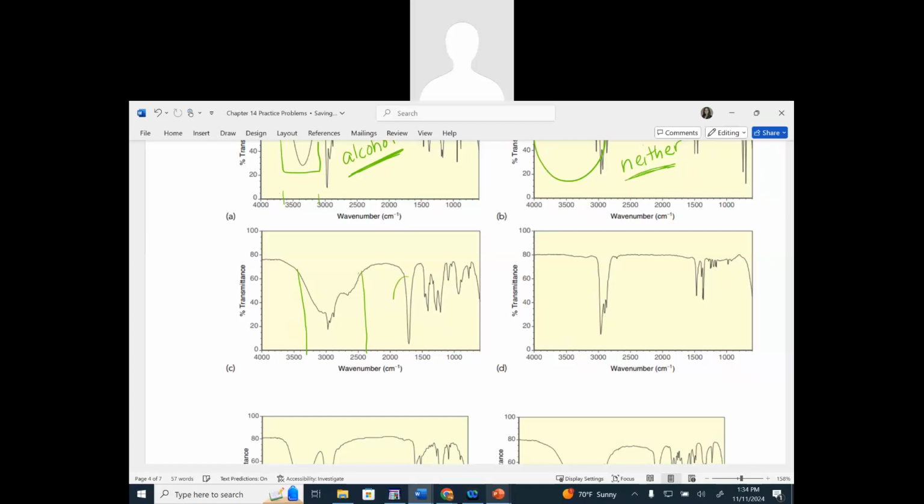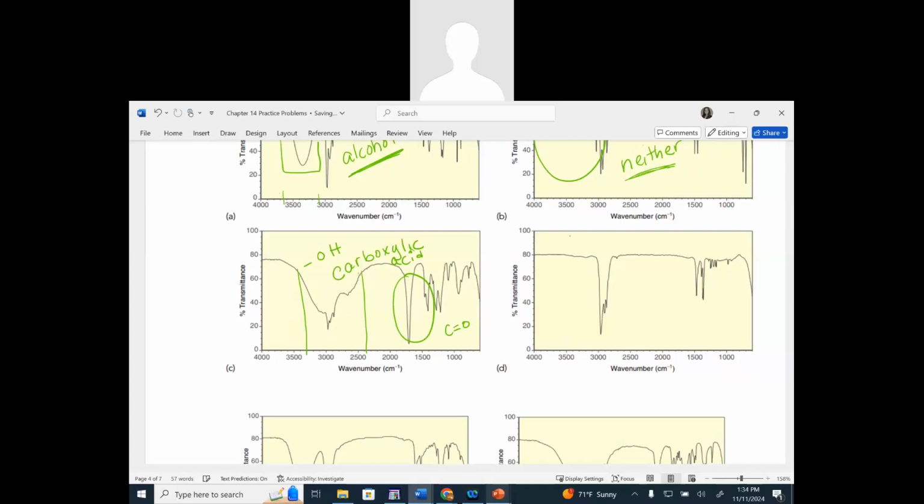And we also see this carbonyl stretch here. So this CO stretch and then the OH stretch. Both of these would indicate a carboxylic acid is present in this spectrum.